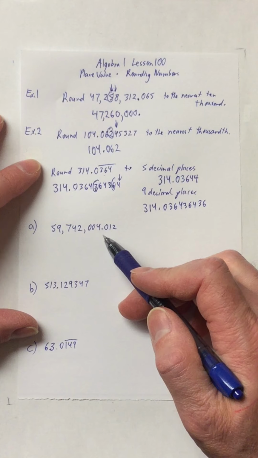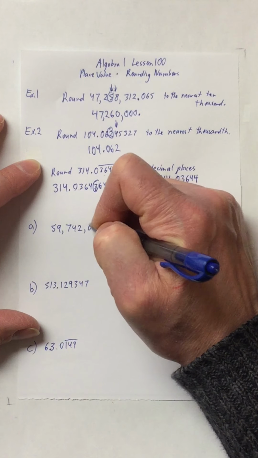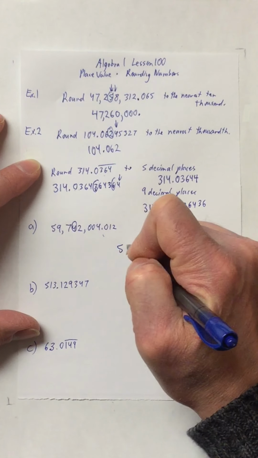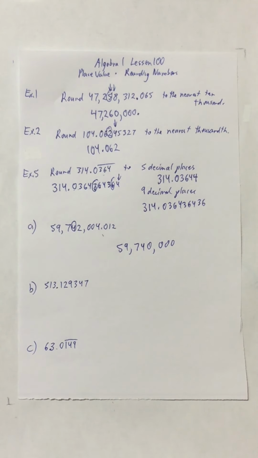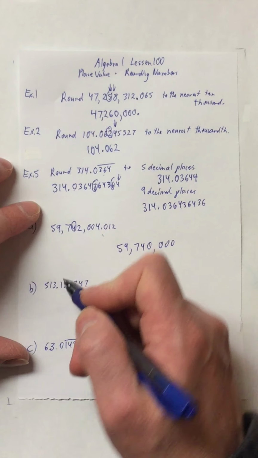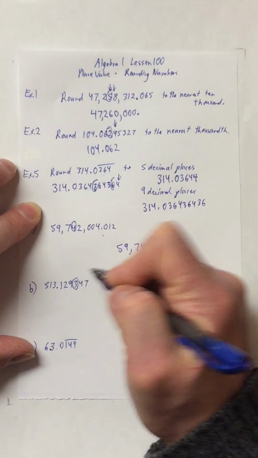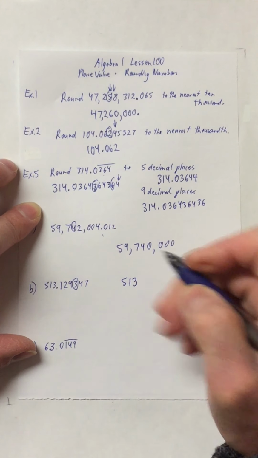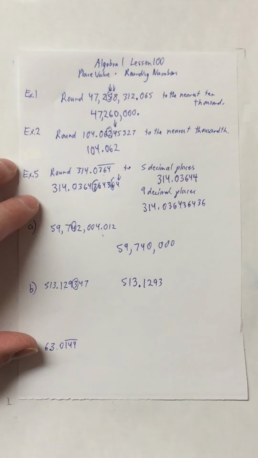I've got a number here, and my first instruction says to round it to the nearest 10,000 place. So 10,000, thousands, we got this spot right here. The 2 is less, so I got 59,740,000 as the answer to the first one. All right, B says round it to the nearest 10,000th. So we're going this direction. So we got 10th, 100th, 1,000th, 10,000th right here. Once again, I'm looking at this 4. It's not large enough to increase the other number with my rounding. So my answer is 513.129, and it stays as a 3.